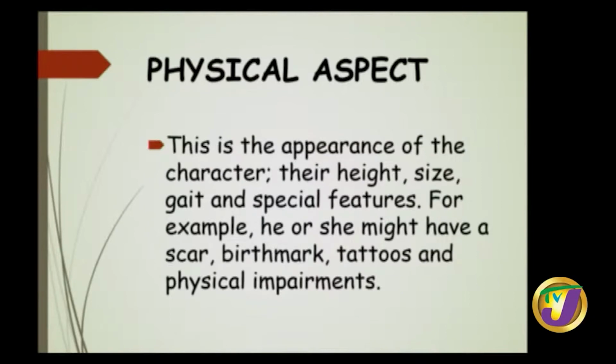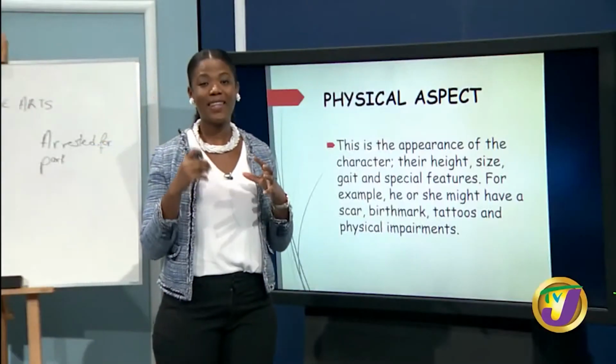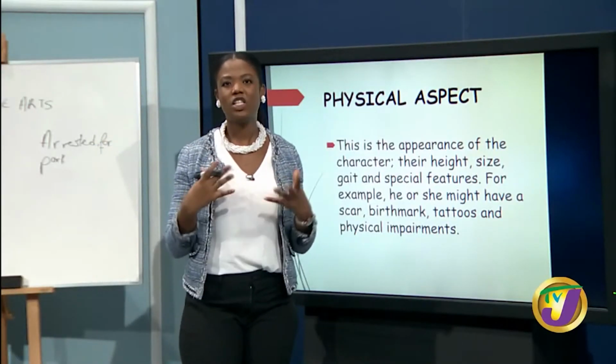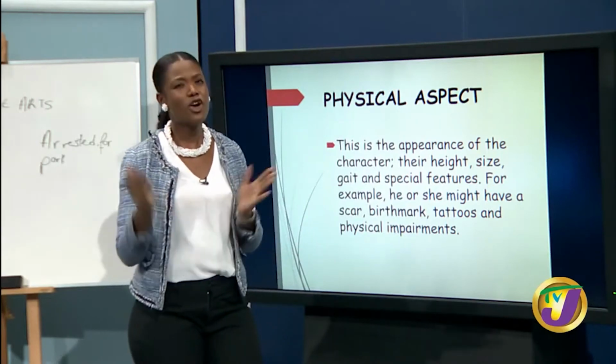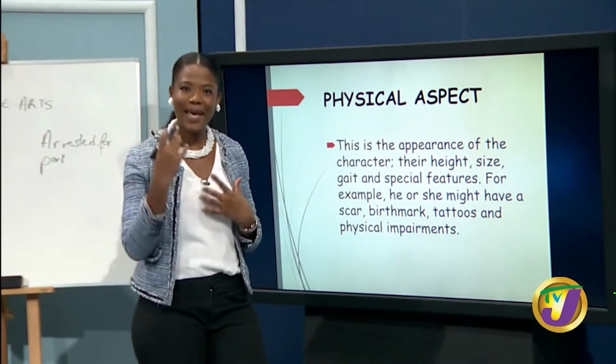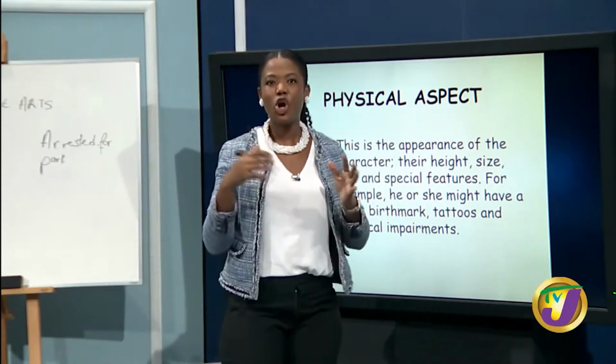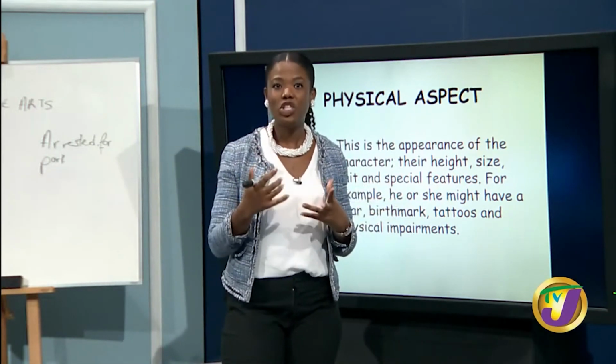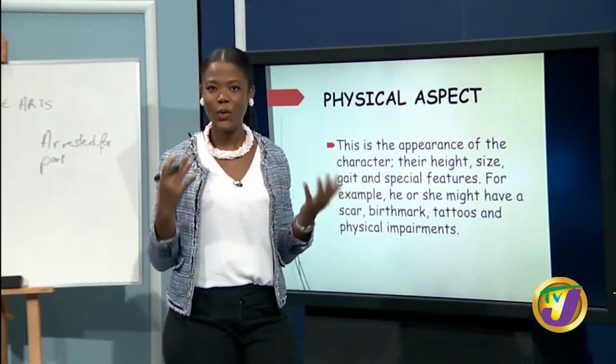The physical aspect, this is the appearance of the character, the height, the size, and the gait. And what did we say the word gait means again? Gait, G-A-I-T. This has to do with how the character walks, right? Does the character walk with a limp? Does the character crouch? You know, and this will also help to define the age of the character. So if we are creating a character and we want to portray an elderly person, we can distort the body to give the illusion that this person is really an old person.